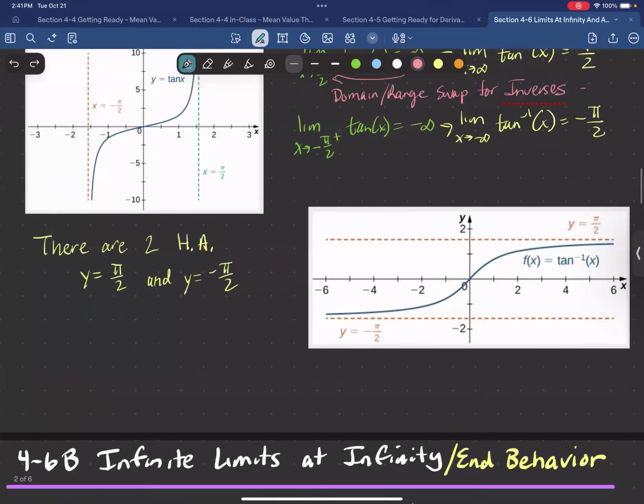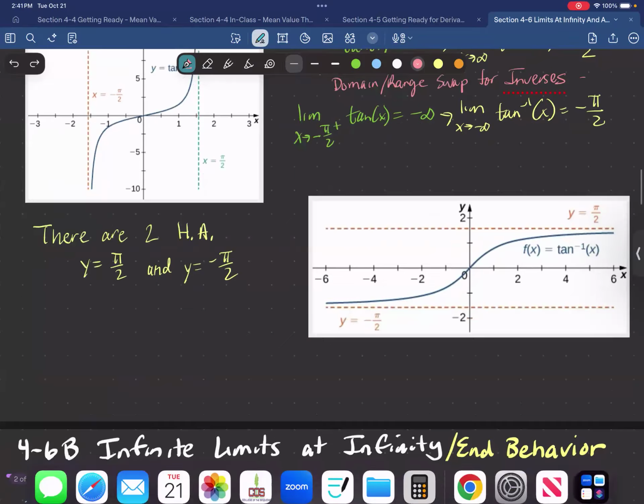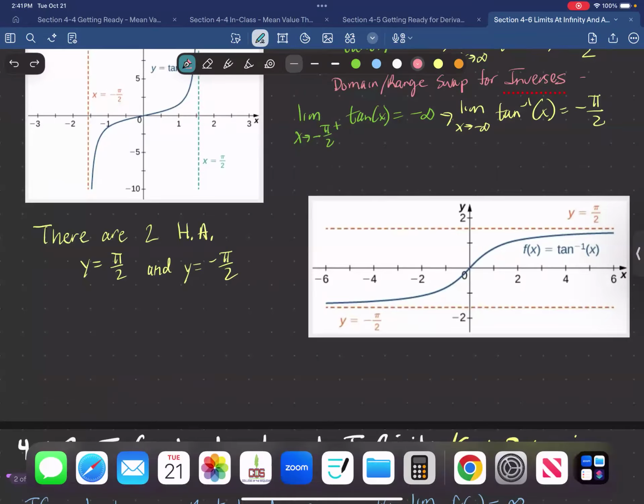Next, we're going to take a look at infinite limits at infinity and end behavior there. I'll make another video real quick.